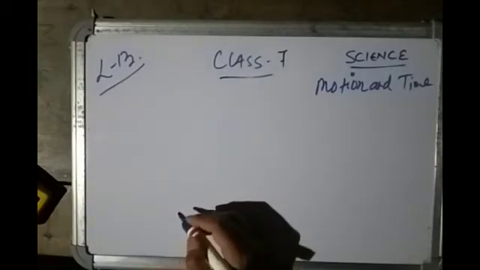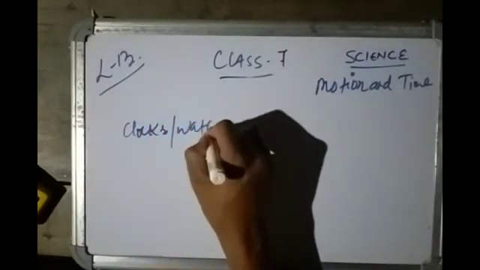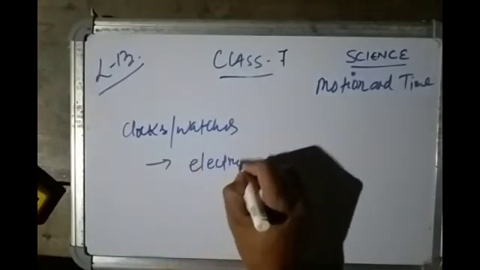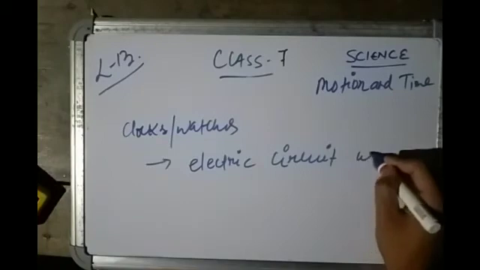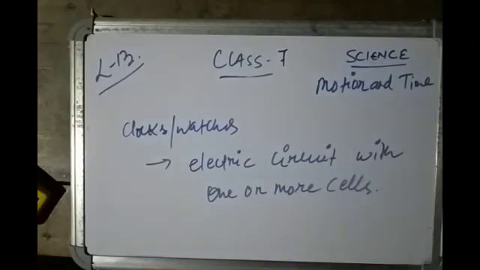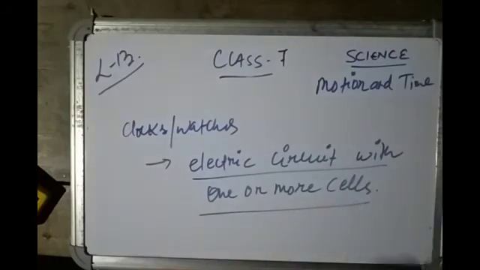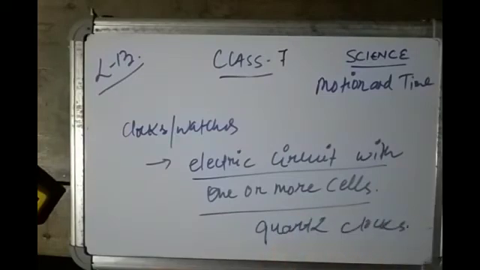Nowadays most clocks or watches have an electric circuit with one or more cells. These clocks are called quartz clocks. The time measured by a quartz clock is much more accurate.